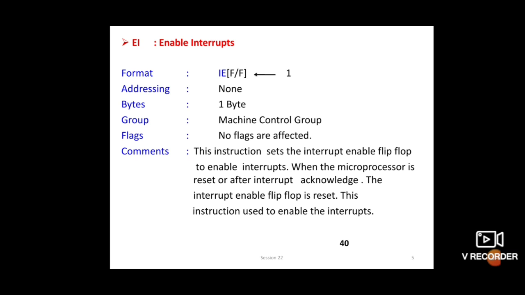Okay, now students, interrupt enable means suppose any device interrupts through the interrupt pins. Which interrupt pins? Suppose RST 7.5, 6.5, 5.5, these are interrupt pins. So if any device interrupts through these pins, then the microprocessor receives that interrupt, meaning it accepts the interrupt. If the interrupt is not enabled, then the 8085 rejects that interrupt.